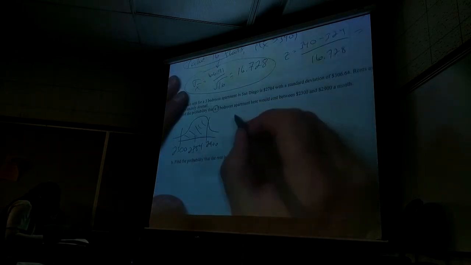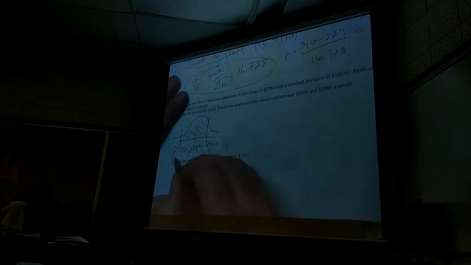I make those two into z-scores. I only ever subtract areas. It doesn't make any sense to subtract z-scores. So cut to the chase. What do you guys get for these two z-scores? What's the negative z-score? Negative 1.58? And then the positive one?